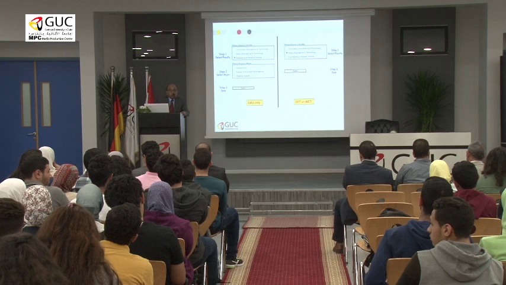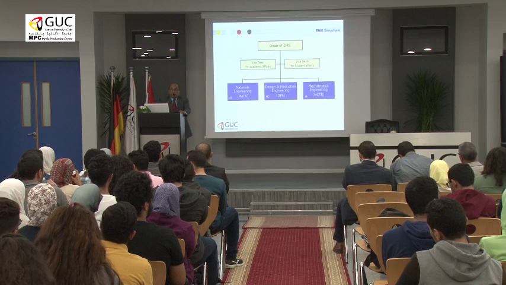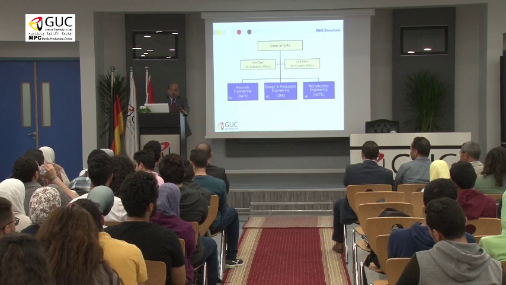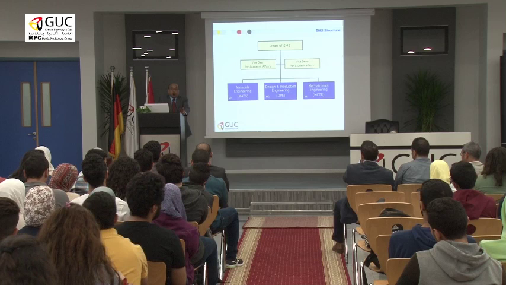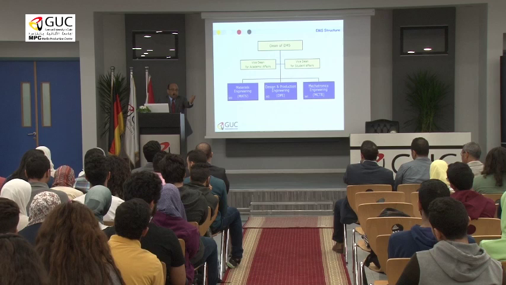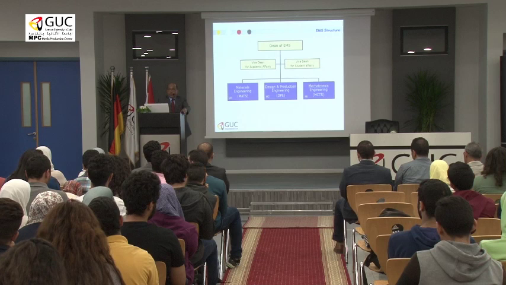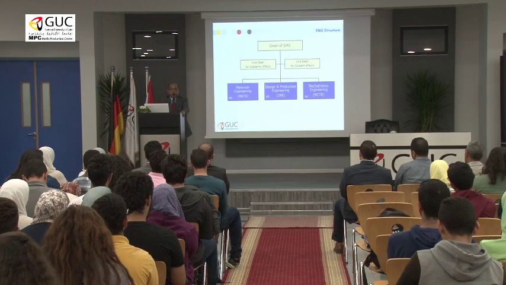Now we are speaking about the Faculty of Engineering and Materials Science. At this point of the introduction, you have to know its structure. It consists of the dean, supported by two vice deans. Professor Ahmed Abdelaziz is the vice dean for student affairs, and Professor Ayman Al-Badawi is the vice dean for academic affairs. And we have three main departments.